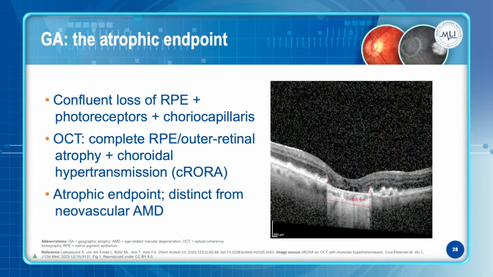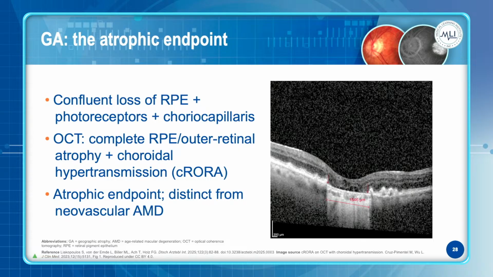So we mentioned that atrophy is the endpoint for the advanced form of dry or non-neovascular AMD. And if you look histologically, you see loss of the RPE, loss of the photoreceptors, and the choriocapillaris, the little sprinklers pointing towards the RPE, are also lost. And on OCT, we see loss of the RPE, you see outer retinal atrophy, and choroidal hypertransmission. And many of you heard the term CRORA for short.